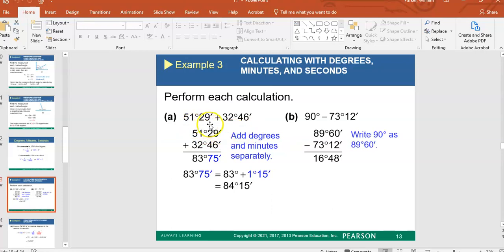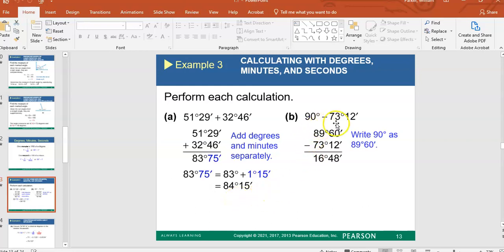So the most minutes I can have in a degree is 60. When I add 51 degrees and 29 minutes plus 32 degrees and 46 minutes, I get 83 degrees and 75 minutes. I don't keep that as 75 minutes because to go to the next degree is 60 minutes. So this would be 83 degrees plus 1 degree and 15 minutes, or in other words, 84 degrees and 15 minutes.